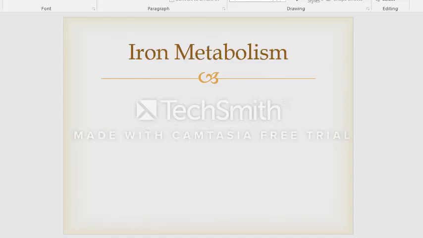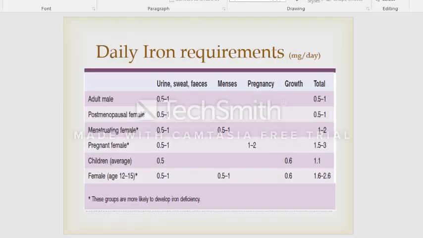Before discussing the pathophysiology of iron deficiency anemia, we should know what the metabolism of iron is. If we know the metabolism of iron, we can easily understand the pathophysiology of iron deficiency anemia. These are the daily requirements of iron in milligram per day.